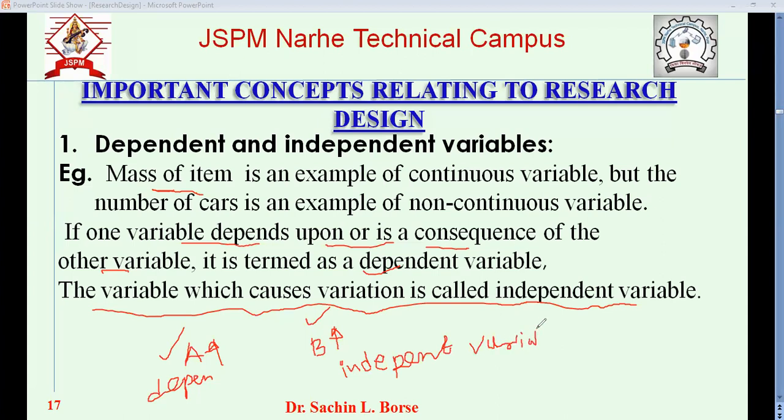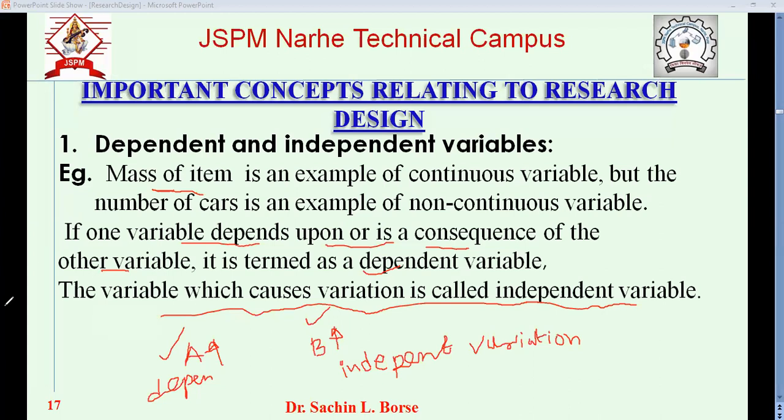So please understand, the parameter on which the effect occurs is called the dependent parameter, the dependent variable. And the one who causes this effect is called the independent parameter. The parameter which causes the effect is the independent parameter, and the parameter or variable which changes because of the change in the other parameter is called what? Dependent parameter.